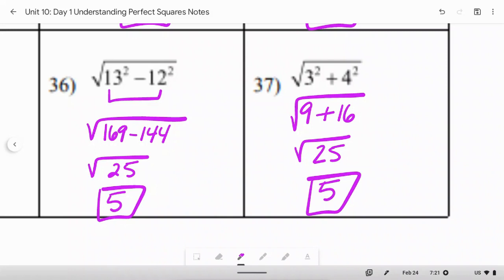So this will get easier the more that you practice with the perfect square numbers, but you need to know how to simplify a square root of a perfect square number in order to be able to do what we're going to do for the rest of this unit.